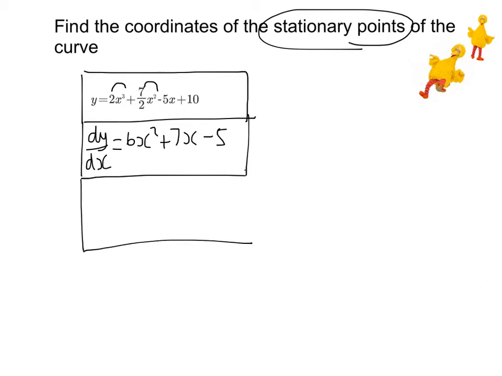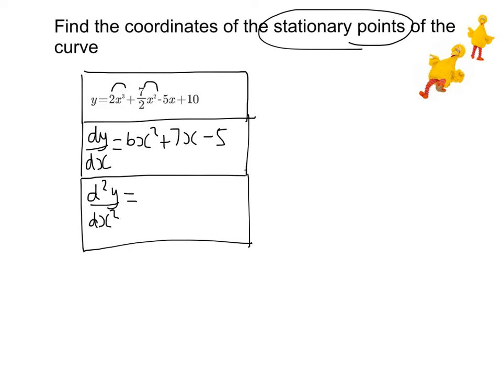Now the next bit you're going to do is a second derivative, known as d2y by dx squared. This is known as the second derivative. Notice how I say it, d2y by dx squared, and I'll explain why you need that later.